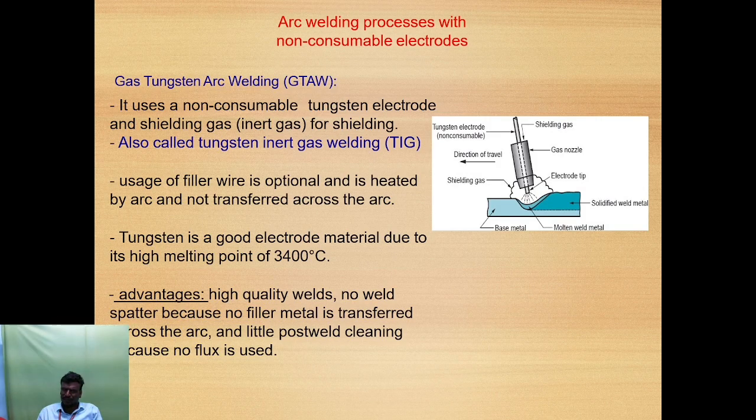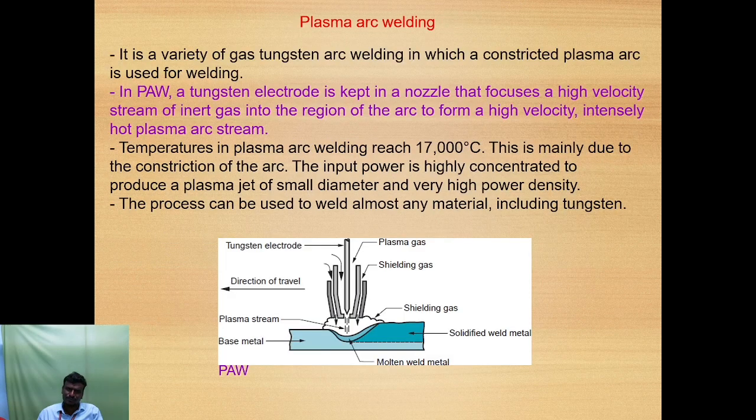Tungsten is a good electrode material due to its high melting point of 3400 degrees Celsius. The advantages of tungsten arc welding are that high quality welds can be obtained, there is no weld spatter because no filler metal is transferred across the arc, and there is little post weld cleaning because no flux is used.